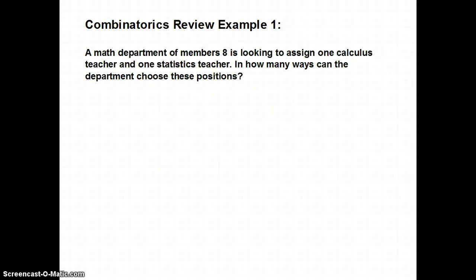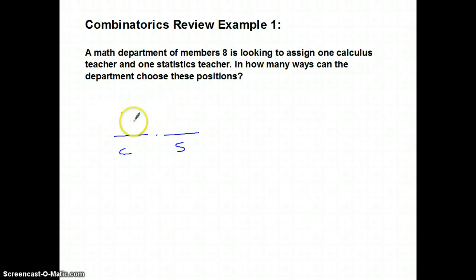We're looking at a math department of 8 members is looking to assign 1 calculus teacher and 1 stats teacher. And how many ways can the department choose these positions? So we have a calculus teacher and we have a stats teacher. Does the ordering matter or not matter? That's the big question here. Is this a permutation or a combination question?